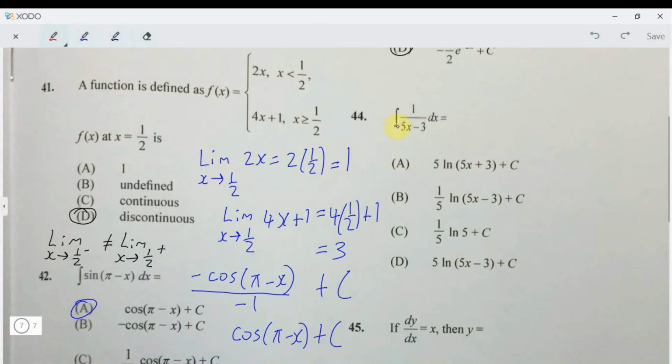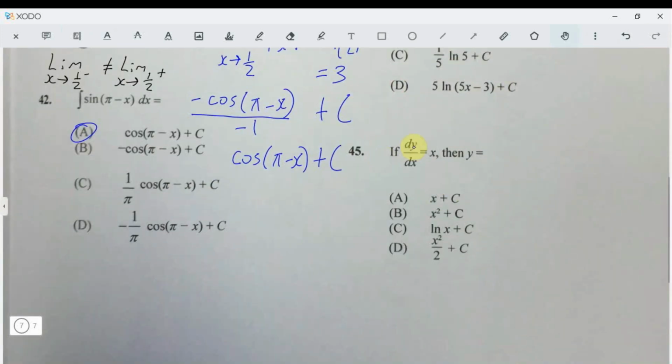Number 44 is, now when you integrate 1 over 5x minus 3 dx, first thing is realize that the derivative of the denominator is 5. So we need a 5 in the numerator. So put a 5 here and put 1 over 5 out here. So now this becomes 1 over 5 times ln the denominator plus c. That's your answer. 1 over 5 ln 5x minus 3. That's option B.